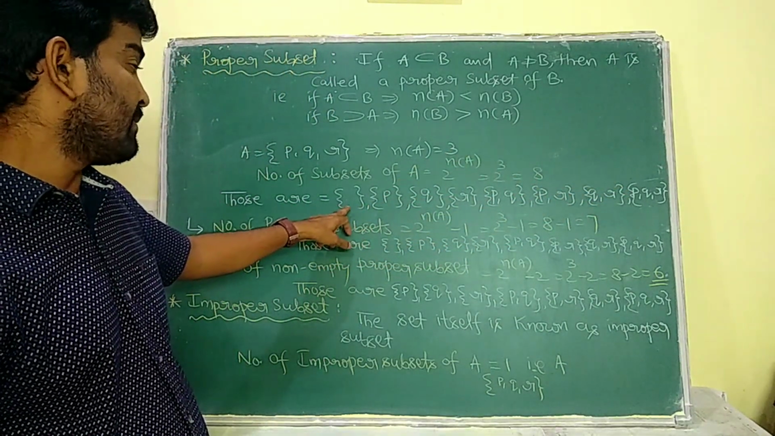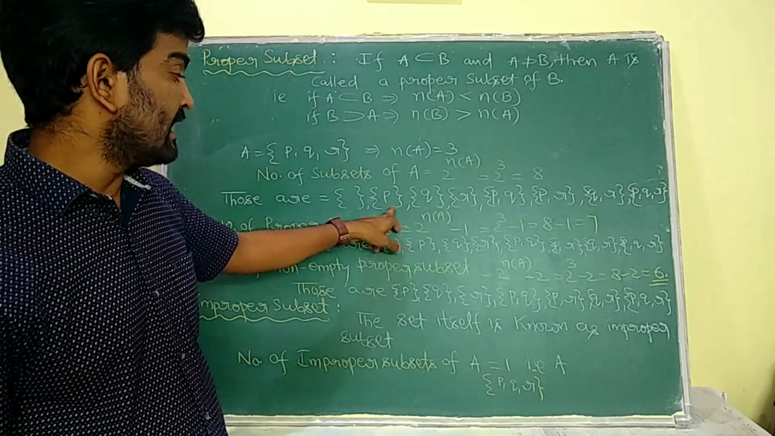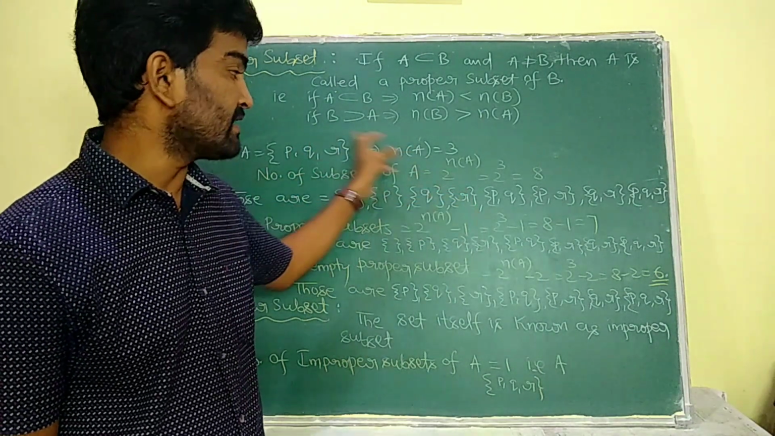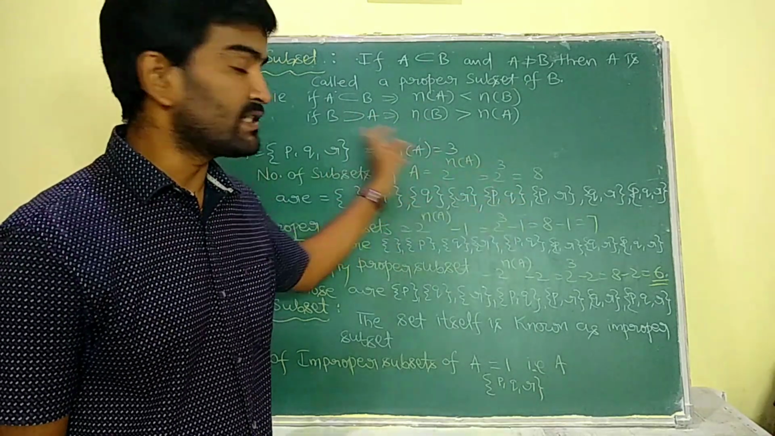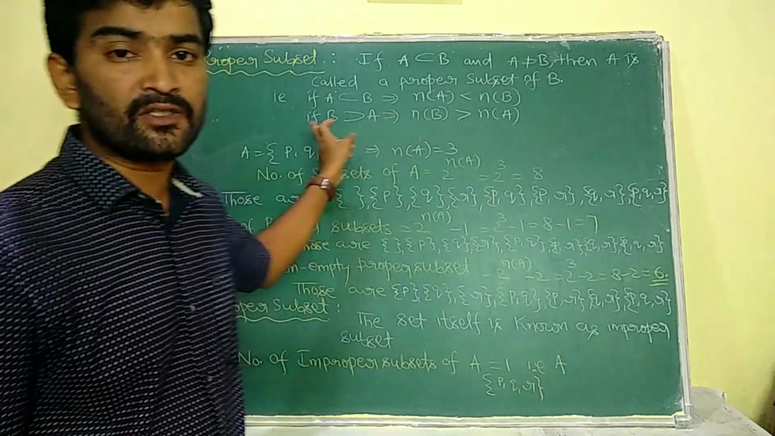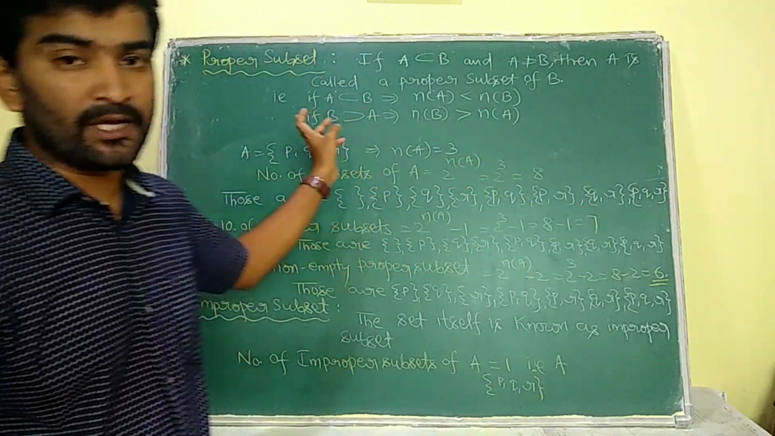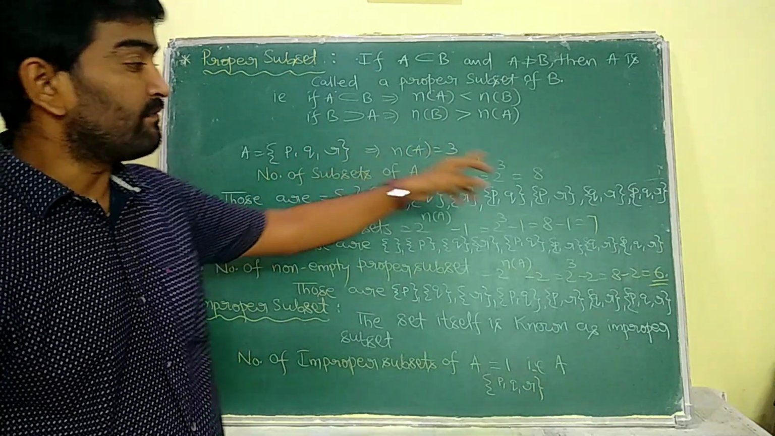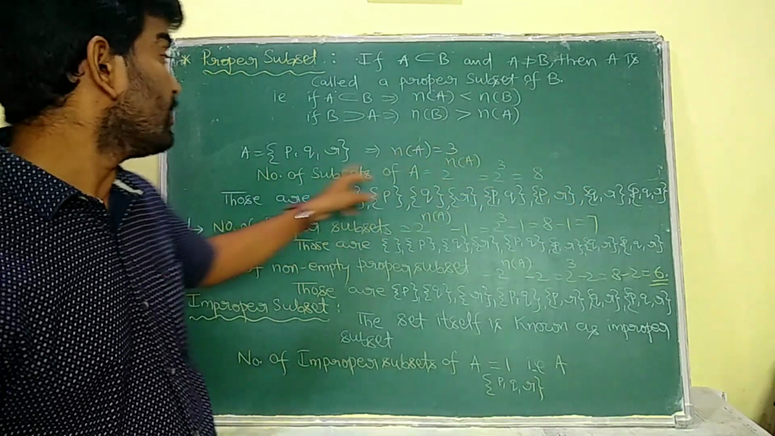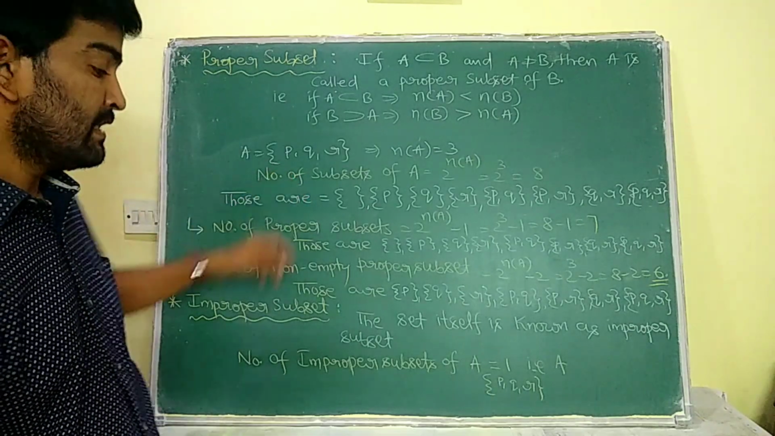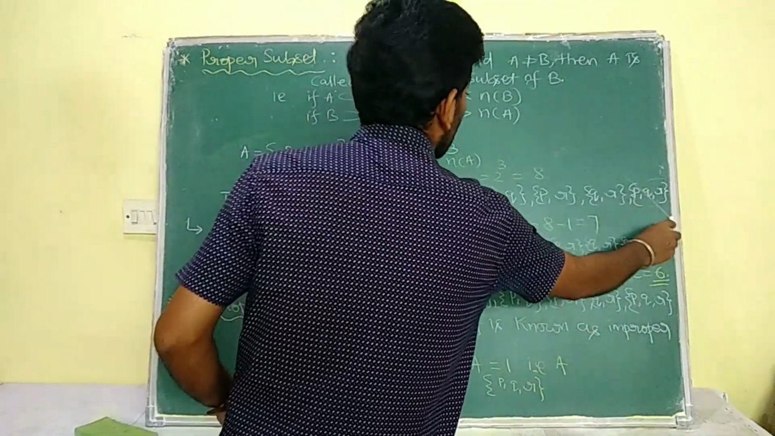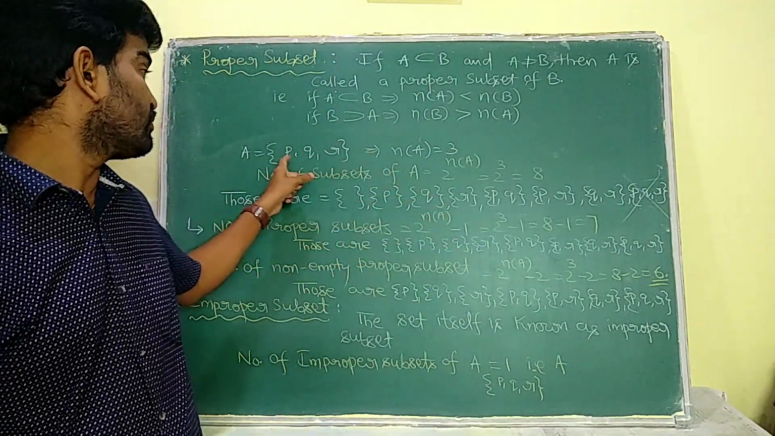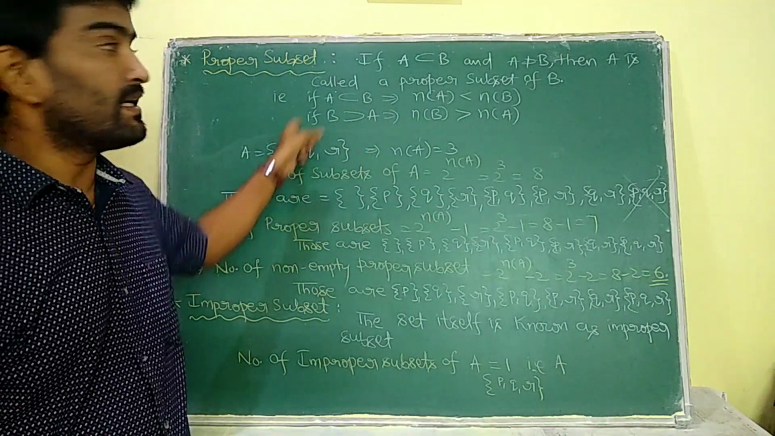Out of this, the empty set is a subset of A, singleton P is a subset of A, singleton Q is a subset of A, singleton R is a subset of A, PQ is a subset of A, PR is a subset of A, QR is a subset of A. All these are smaller than this A. The final set is equal to this A. That's why this set is not considered a proper subset. The rest of all the subsets are proper subsets of this set A. That is what the definition indicates.